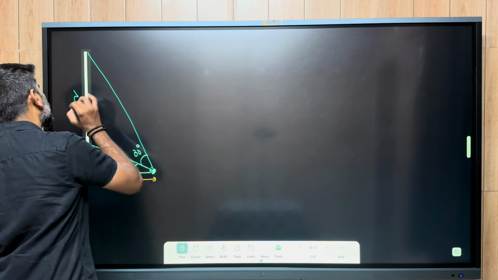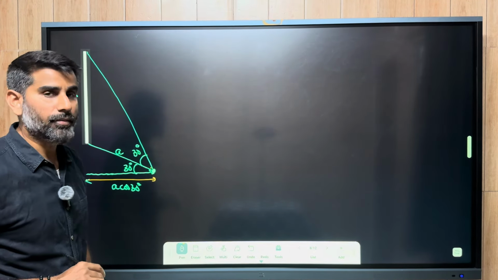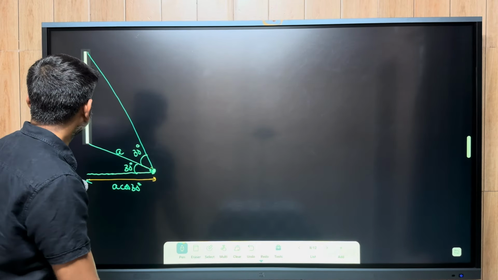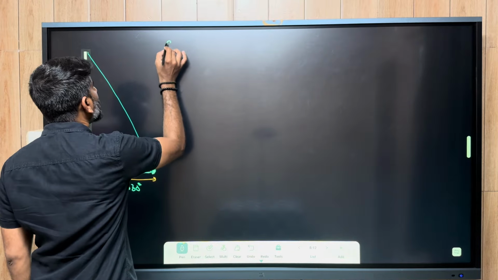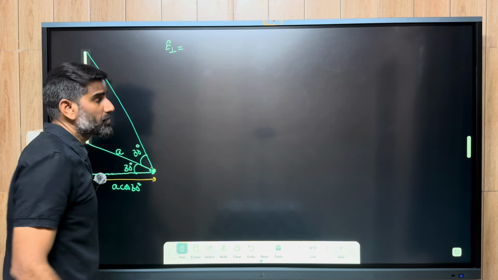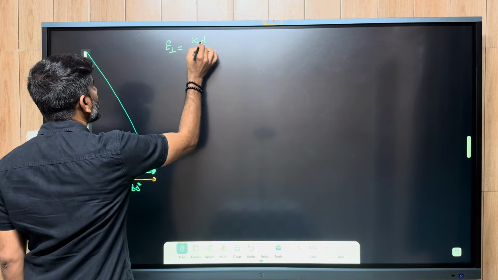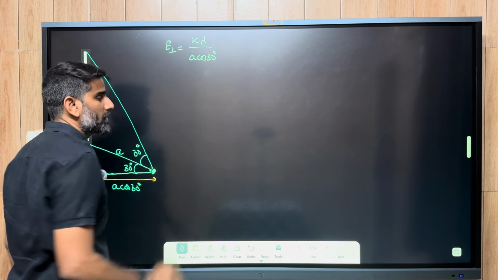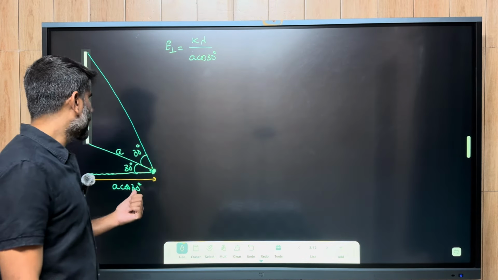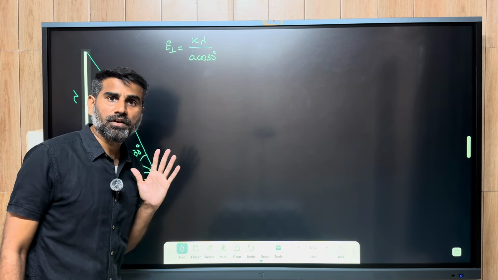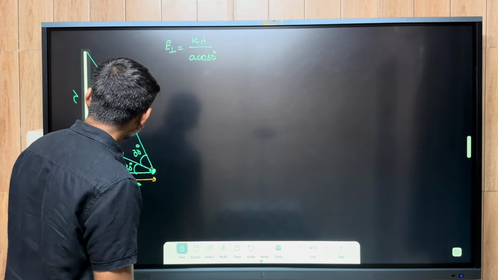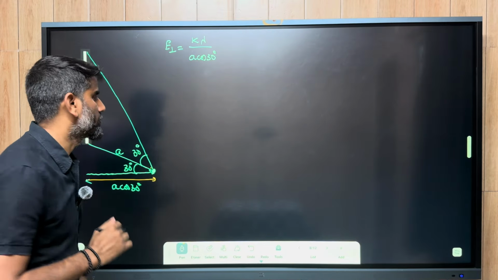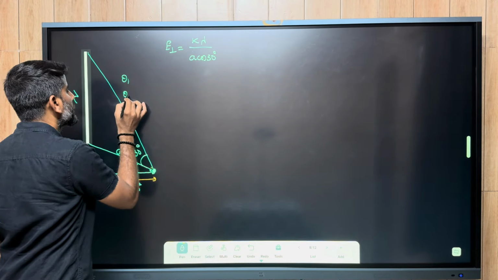Now, the linear charge density of the rod or wire is lambda. Then E perpendicular is equal to K lambda by A cos 30 degrees. Hope my point is clear. Now, cos theta 1, cos theta 2. Let's identify theta 1 and theta 2.